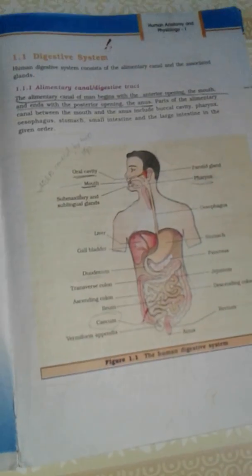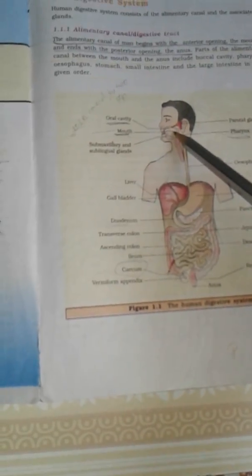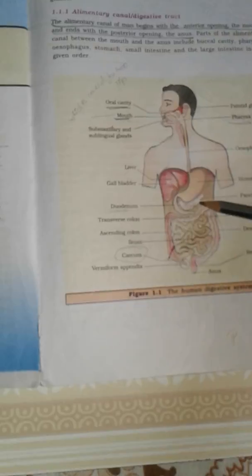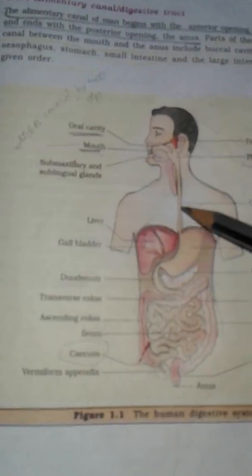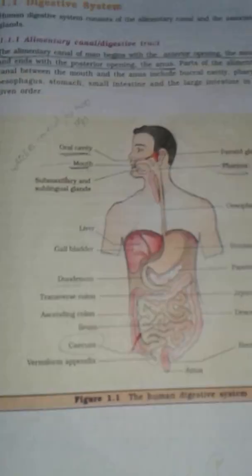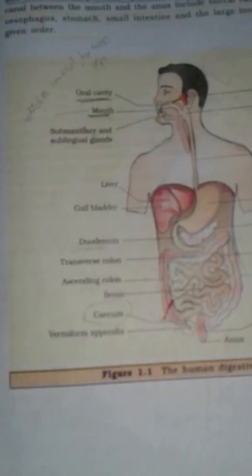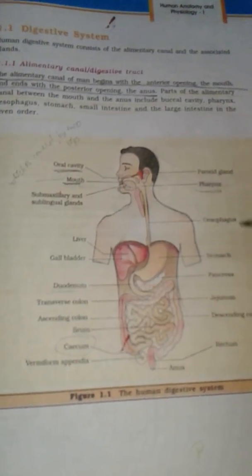The parts in between the mouth and anus are many, such as buccal cavity, here it is located, and next pharynx, esophagus, stomach, liver, pancreas, duodenum, small intestine, large intestine, rectum, and anus, and many other parts we are seeing right now. They all combine together to perform digestion. Now let's briefly discuss all the parts in this digestion.